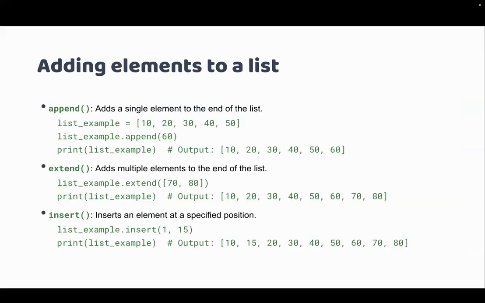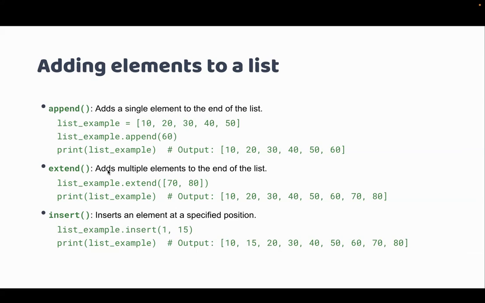Okay, so let's see some methods for how we can add elements to a list. First of all, we can use append to add a single element to the end of the list. This append is adding only one element. In the example over here, we have the original list as 10, 20, 30, 40, 50, and we can append 60 as the parameter, and our original list will become 10, 20, 30, 40, 50, and 60. So it's added at the end.